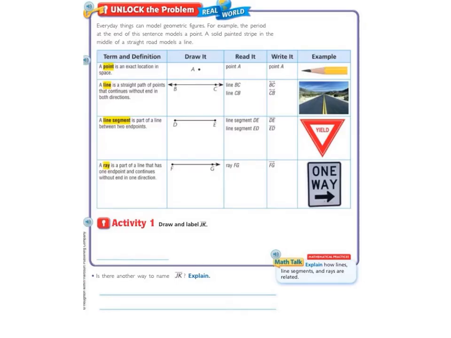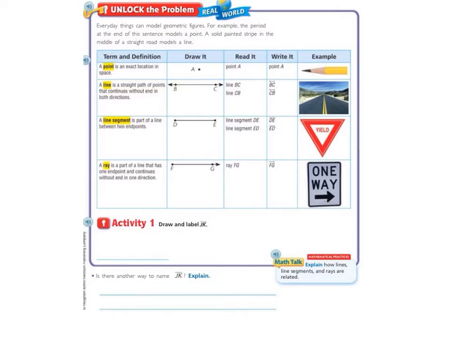All right, fourth graders, lesson 10.1 is our first lesson in geometry. We're going to be looking more at shapes in this unit. So today's lesson is a lot of vocabulary on what we call shapes. Let's begin by reading the Unlock the Problem. It says, everyday things can model geometric figures. For example, a period at the end of the sentence models a point. A solid painted stripe on the middle of a road can model a line.